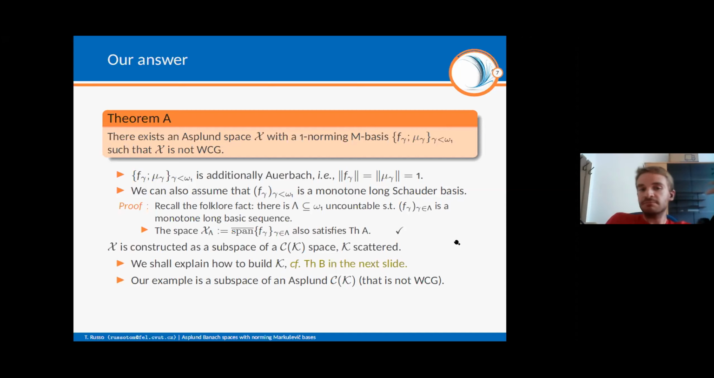And this is also some non-trivial information. What we don't know, and this is why I was mentioning this, is we don't know if we can even obtain a C(K) counterexample. So our example is a subspace of an Asplund C(K). We don't know if there is a C(K) space that is also a counterexample. This is a problem which we thought about for quite a long time, and we don't see any answer yet.